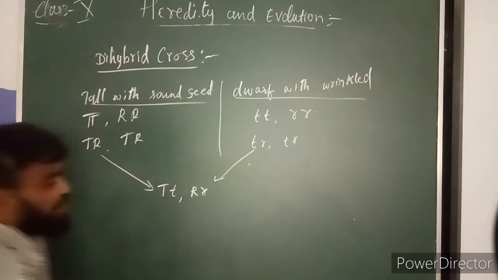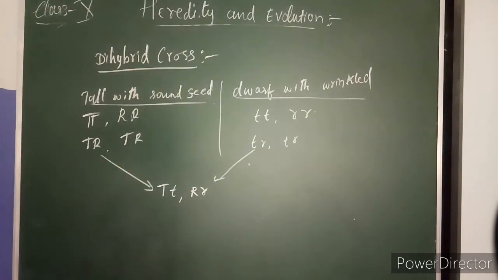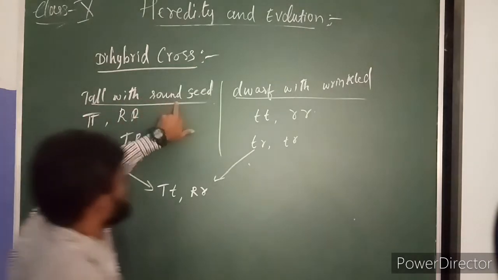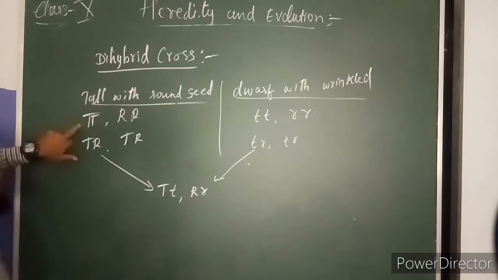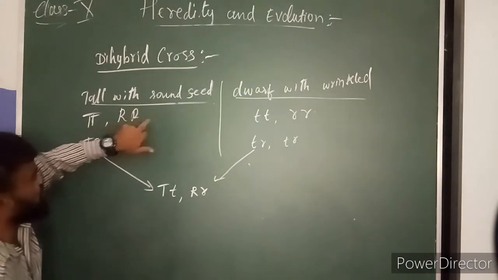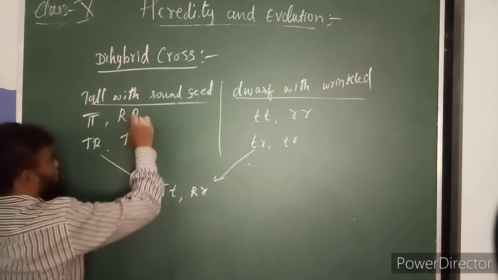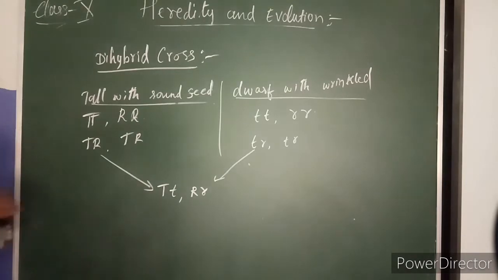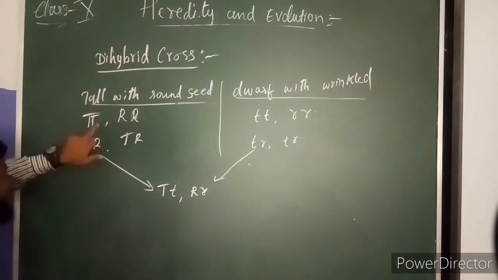Dihybrid cross. Di means two hybrid cross. We are taking tall with round seeds. Tall with round seeds. You know that? Okay. Capital T and R are round seeds. We are taking R and R. Don't get confused. So okay. After that, TR again TR.